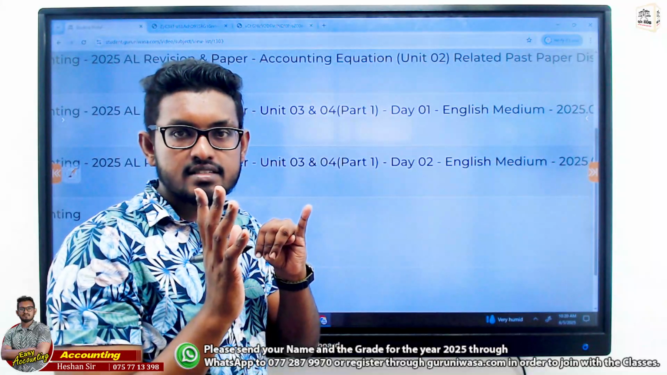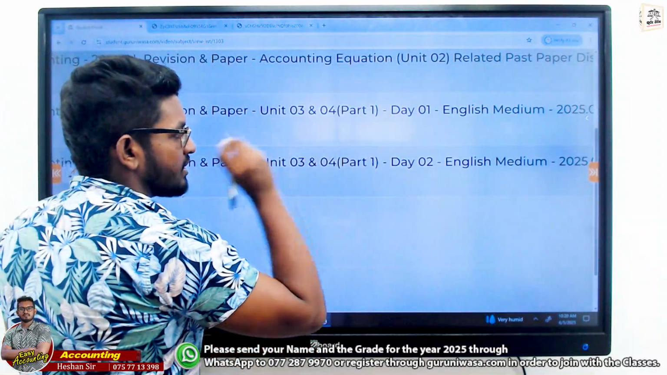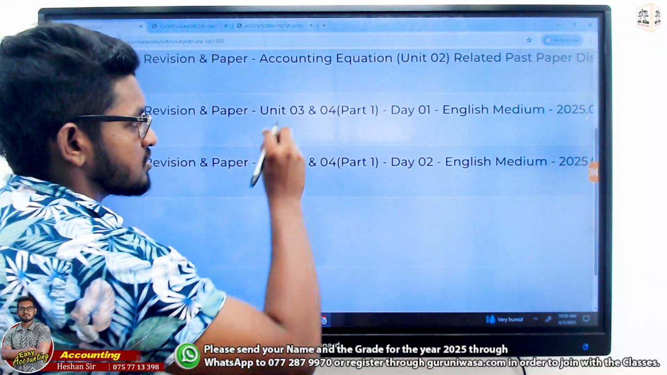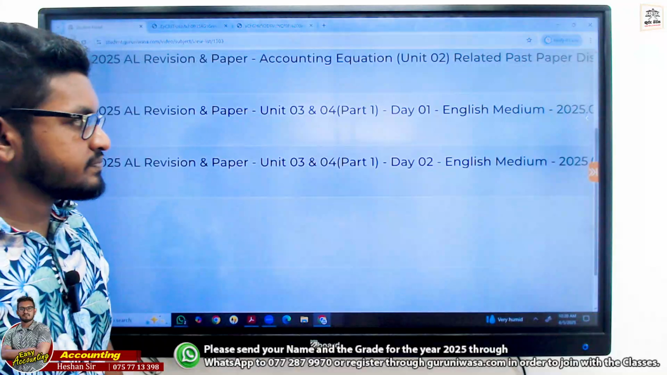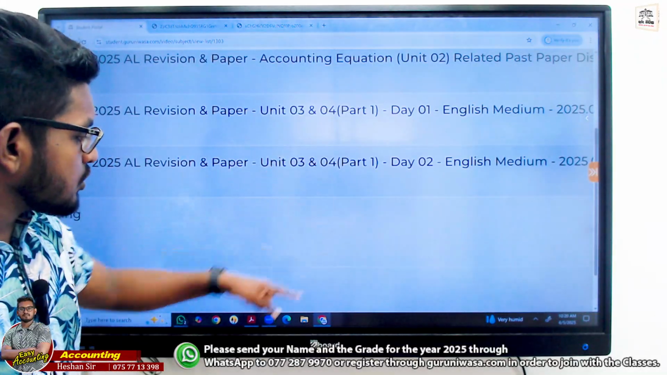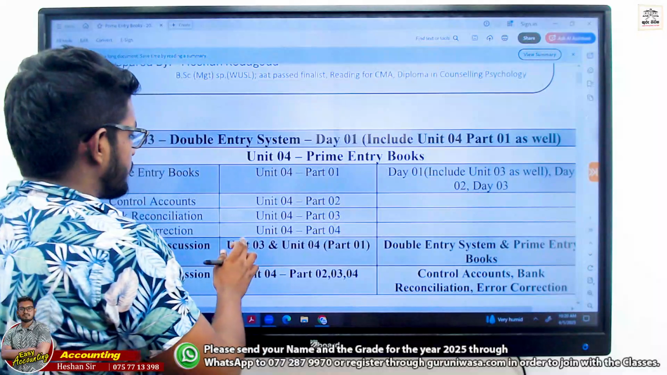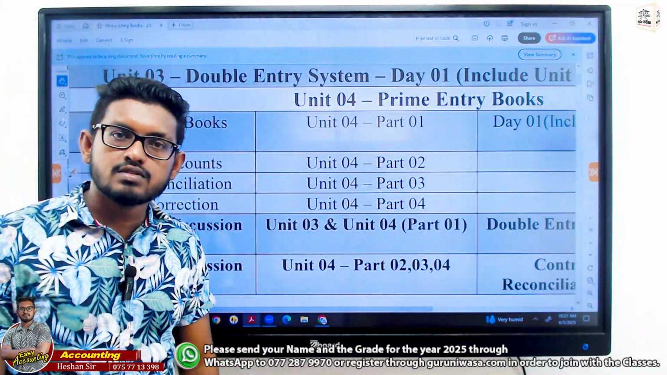Can you hear me, guys? Right? Okay. So now unit 4 part 1 is about primary book. So part 1 goes as day 1, day 2, day 3. Today day 3 goes. After that, unit 4 part 2 is about the control account. Is it clear to you?